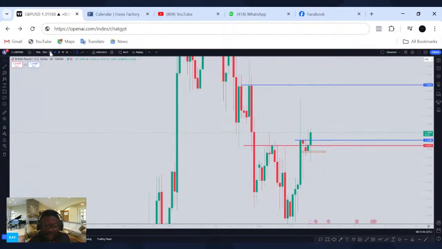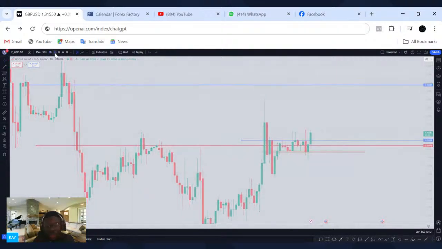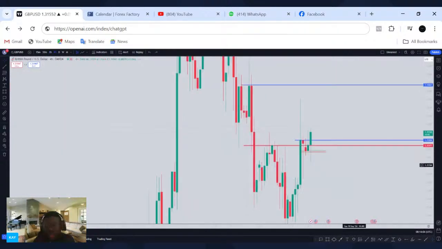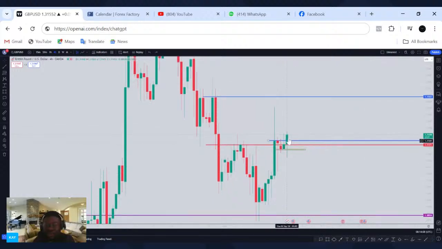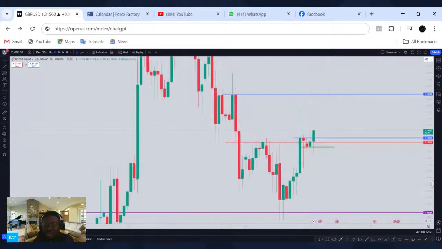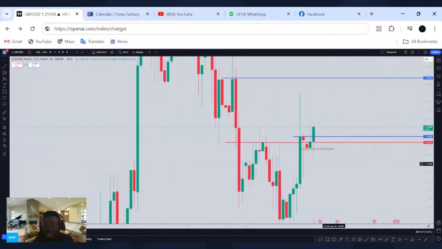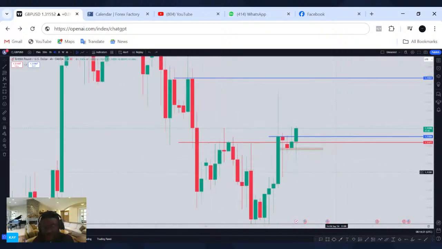Let me check the H1. Let's wait. It would have been a perfect setup if it's close something like this. But asking, is it going to give us the chance? Is it going to give us the chance? That's it. It would have been a perfect setup if it's close.